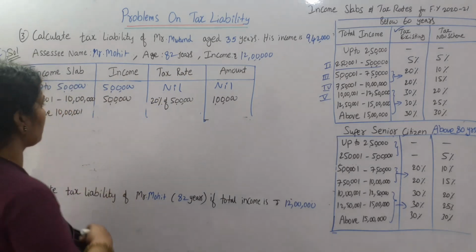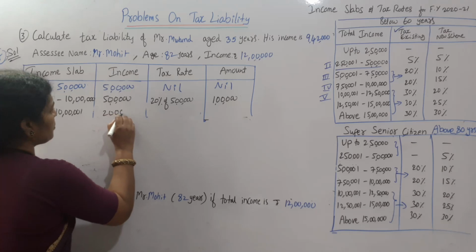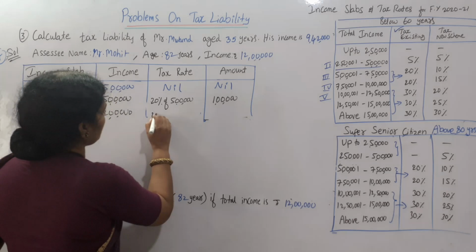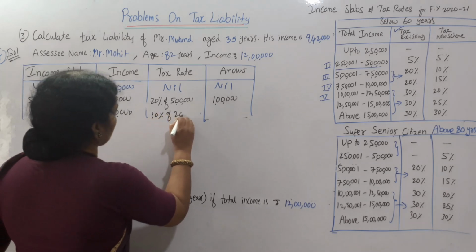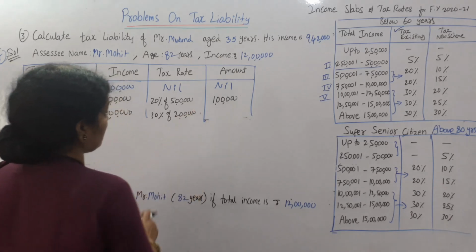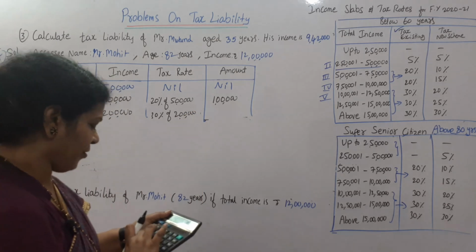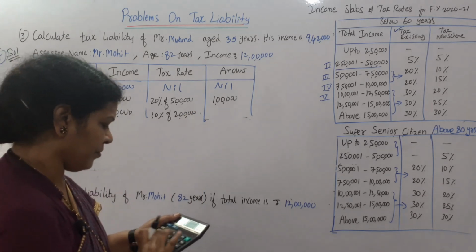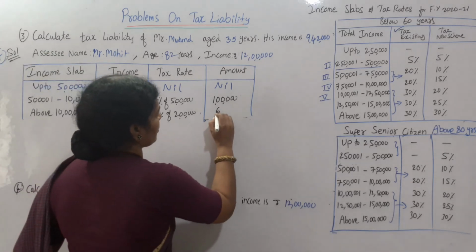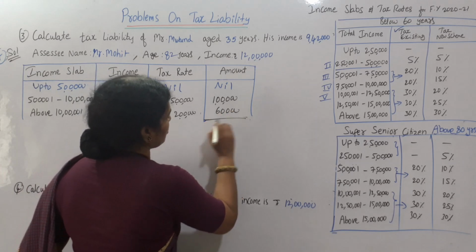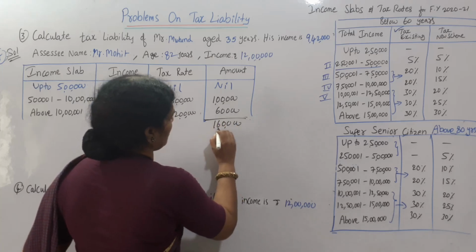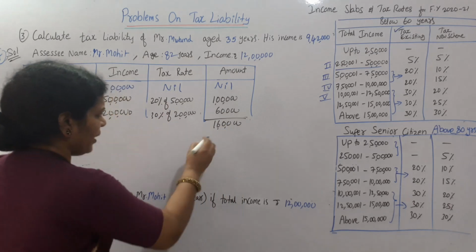Now leftover is 2 lakh. Income is 2 lakh. Now this is 30% of 2 lakh. 10% is 20,000. 30% means it is 60,000, I think. Into 30%, 60,000, yes. So total his taxable amount is 1,60,000. Okay, we can add directly here only.